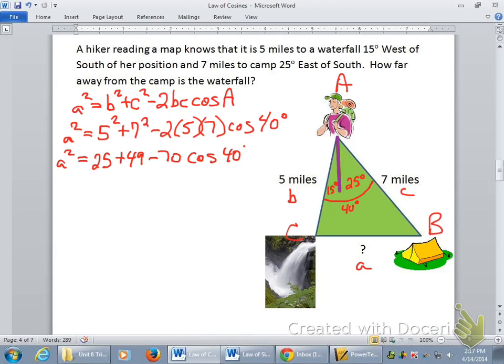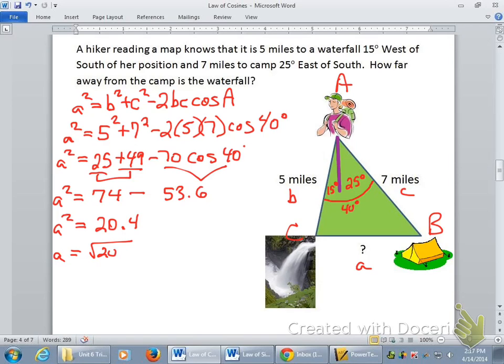Now what can you do? Yeah, I can do the 70 cosine 40. 53.6. And I can also do the 25 and the 49. They are two different operations, you know. I was just trying to combine some stuff together. What is that? 74. Oh, yeah. And then you subtract them. And that's 20.4. And then, of course, your final step is just going to be the square root of that. And we found out it's about 4.5.